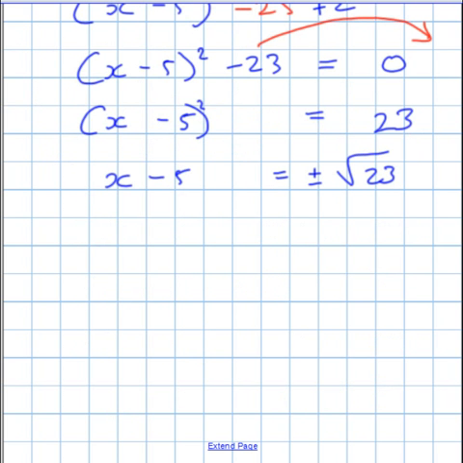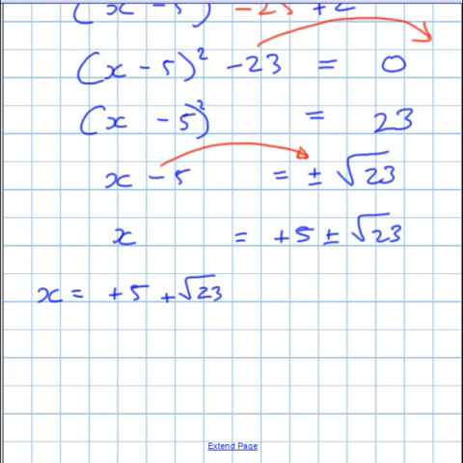And we're almost there. Then I move the minus 5 to the right hand side, so I get x equals. Notice how I put it in front. Plus 5 plus or minus the square root of 23. So the full solution is x equals plus 5 plus the square root of 23, or plus 5 minus the square root of 23.